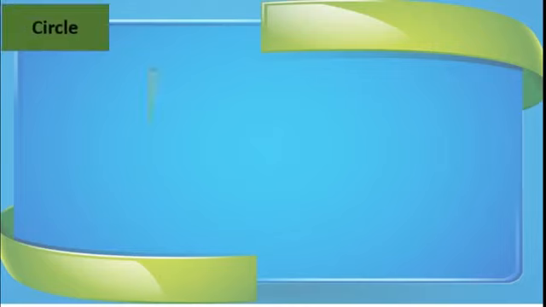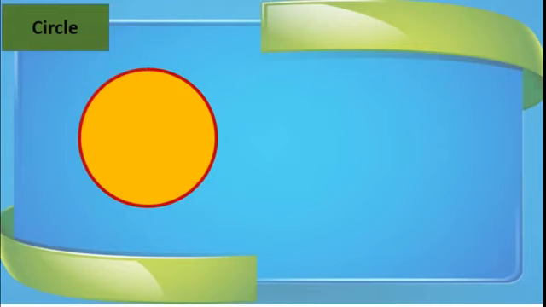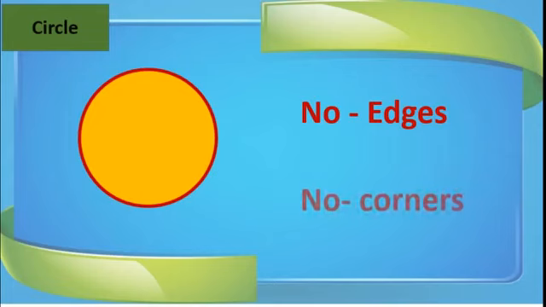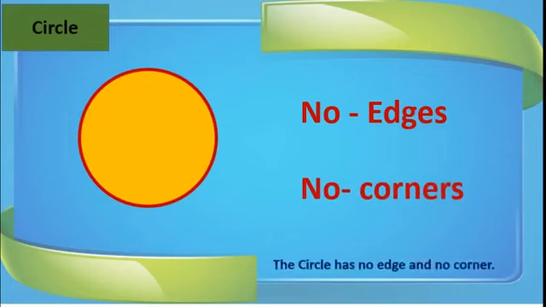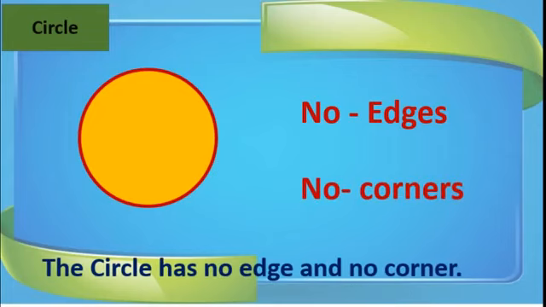The next figure is circle. Please observe carefully. We are going to count the edges and corners of the circle. Now, can you find any edges or corners? No. So here the circle has no edges and no corners. Remember this.